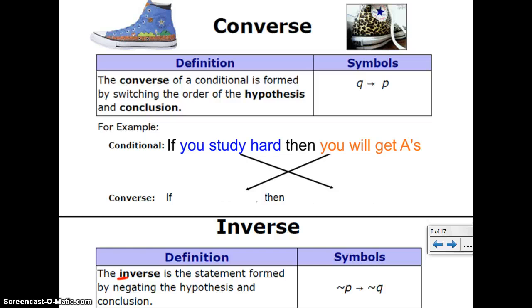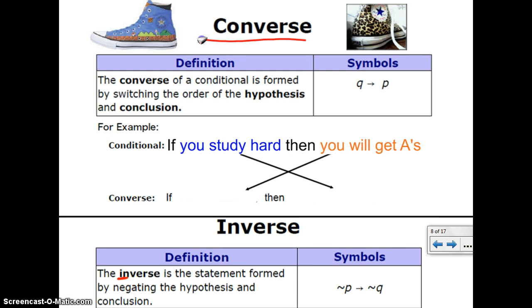All right, students, let's go way back. And no, I know you see Converse, but we're not talking about shoes today. No, we're actually talking about converse, inverse, and contrapositive. And this is something that we're going way back to the beginning of the year. So let's start with converse.